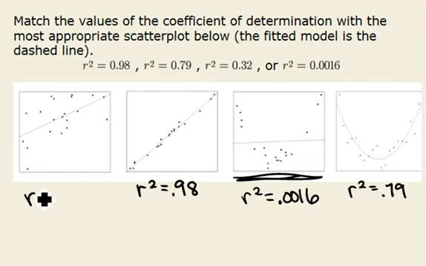Then what we're left with is the r squared equal 0.32. So we can see here that we have a linear relationship, but it's not very strong, so we have a 0.32, a low r squared for that one.